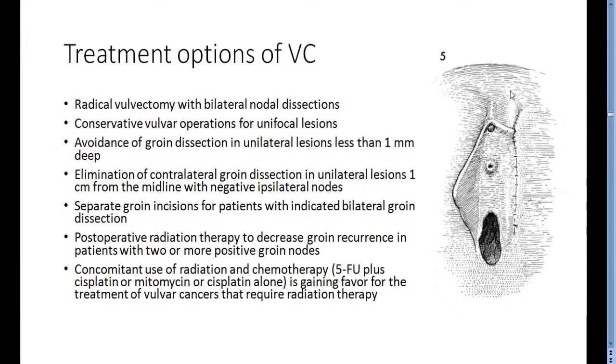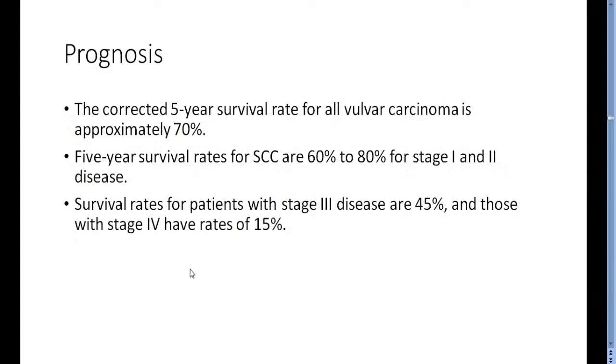And also with radiation therapy, you can apply chemotherapy, 5-FU plus cisplatin or mitomycin, and it's gaining favor for the treatment of vulvar cancer that requires radiation therapy. So now the approach is changing a little bit, and we try to understand the risk of progression of the disease, the stage of the disease. Prognosis of vulvar carcinoma is that approximately 70% of patients will survive for 5 years, which is very good.